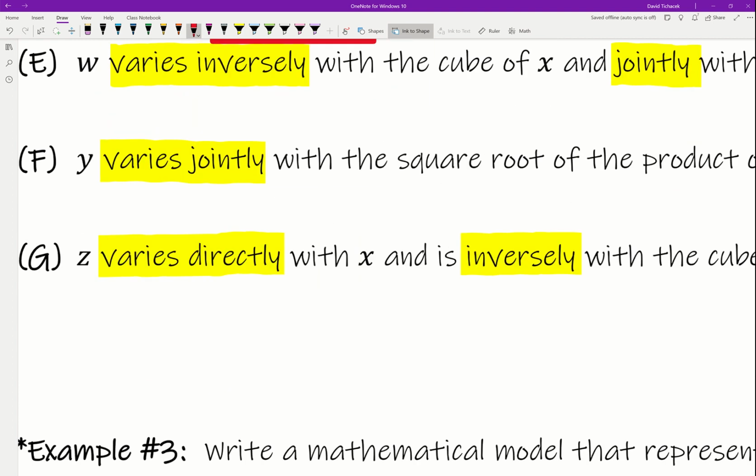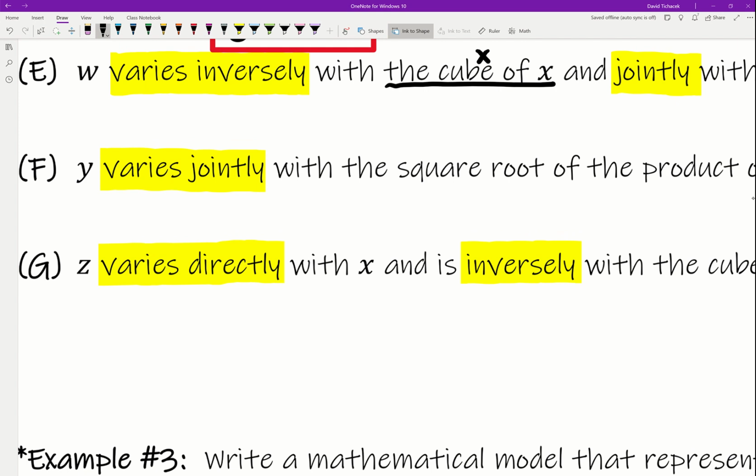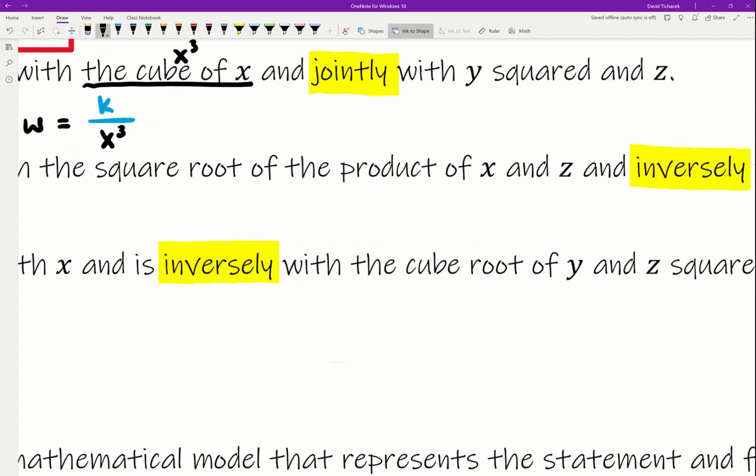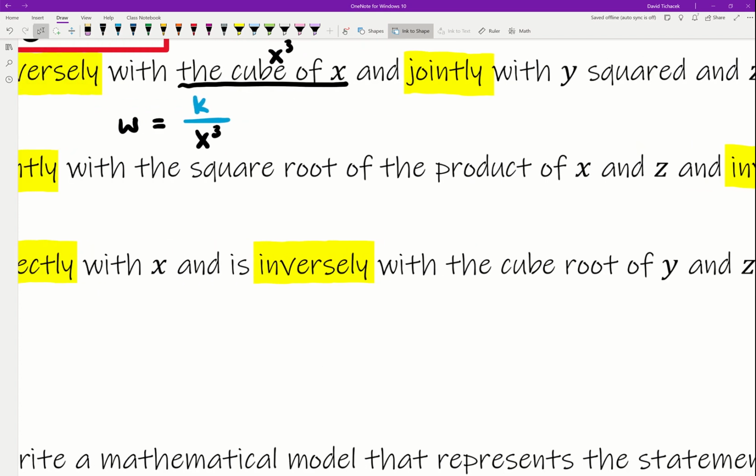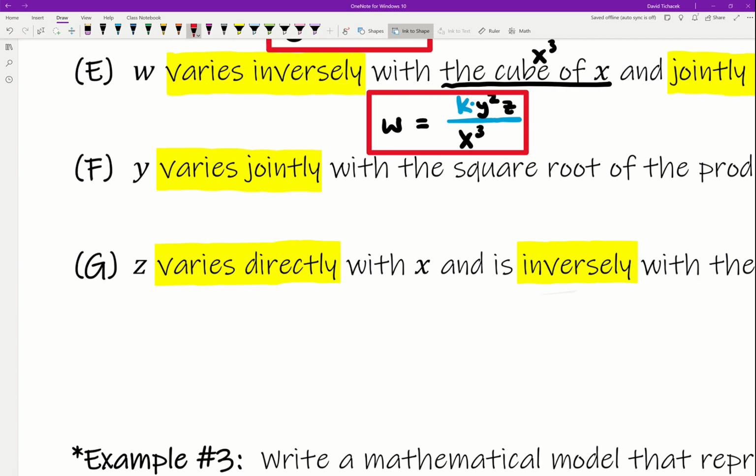Part E, it says W varies inversely with the cube of X. So real quick, the cube of X, what are they talking about there? Well, that's just X cubed, or in other words, X to the power of 3, okay? So W varies inversely as the cube of X. Let's write that down, right? We know what that looks like. That's going to be K divided by the cube of X, or X cubed, and then jointly with Y squared and Z. So if that's jointly, keep in mind that's a direct variation, and so that's going to be K times Y squared and times Z there. Okay, so as far as our model is concerned, this is exactly what we would want it to look like right here. That accounts for both types of variations we were told.